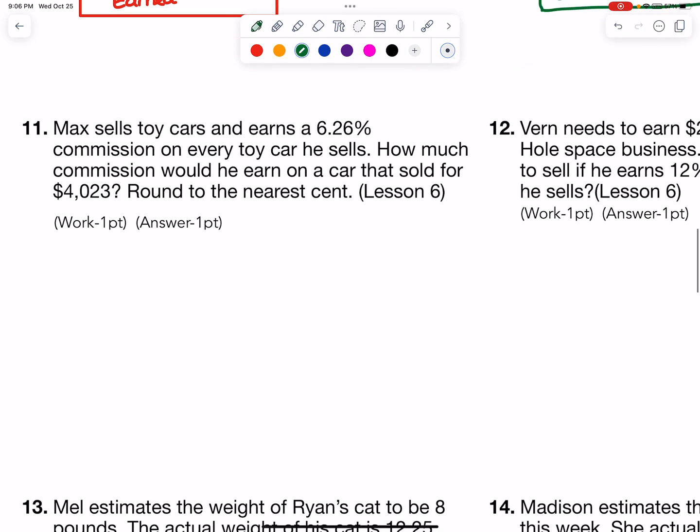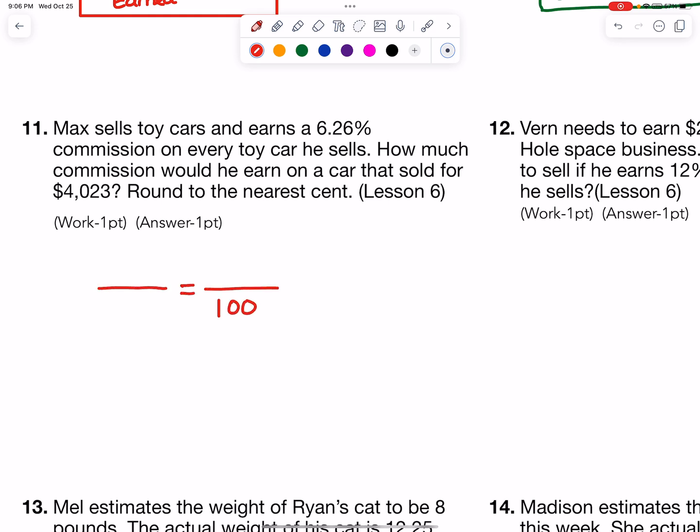All right. Max sells toy cars and earns a 6.26% commission. Way to go, Max. On every toy car he sells. It's pretty impressive. How much commission would he earn on a car that sold for $4,023? These must be pretty fancy cars. Round to the nearest cent. Okay, so this is still a percent equation dealing with commission. Okay, so let's go ahead and just set up the percent equation to help us think through this.